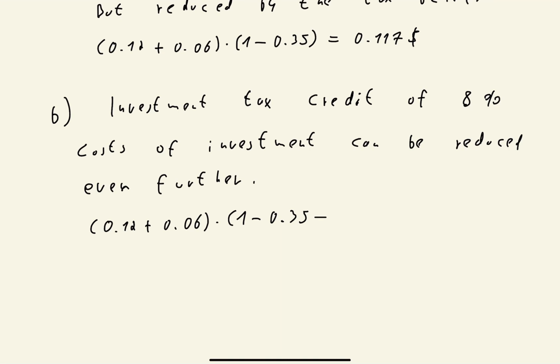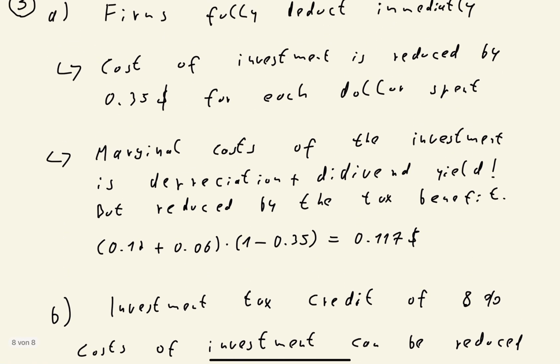minus then the investment tax credit rate, so it's 0.08. If you wouldn't allow for the expensing of the machine, you would cross out this term. But let's assume that you can still expense the investment, the dollar that you invested. And if you calculate this, you end up with 0.1026 dollars. So for each dollar that you invest, the marginal cost is roughly 10 cents. And this finishes exercise number 3.